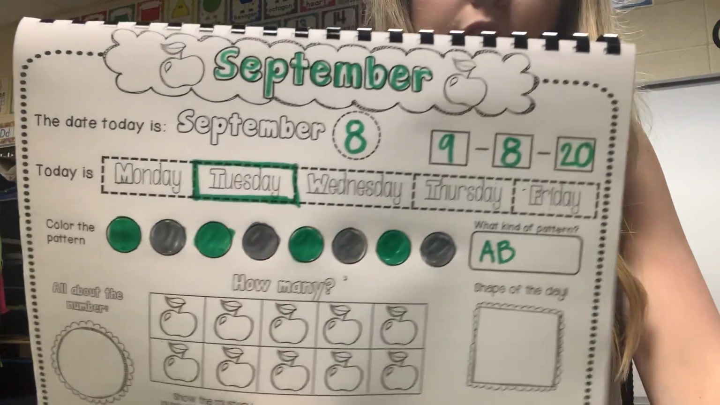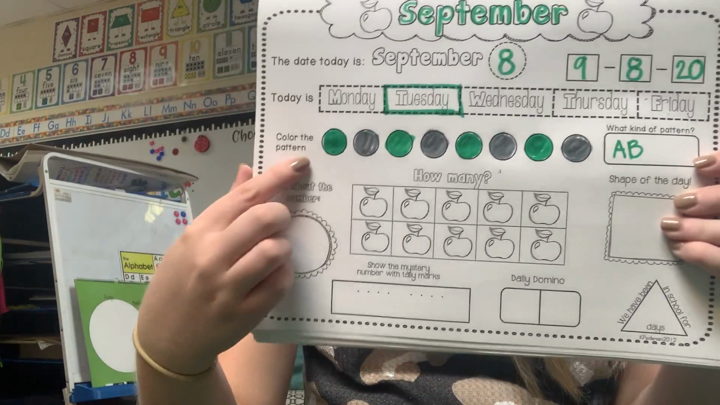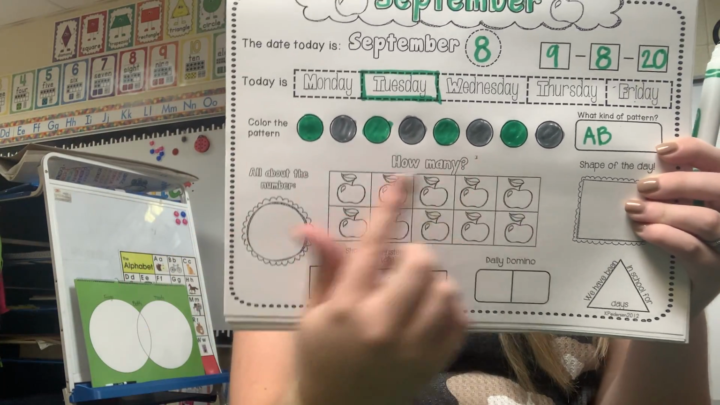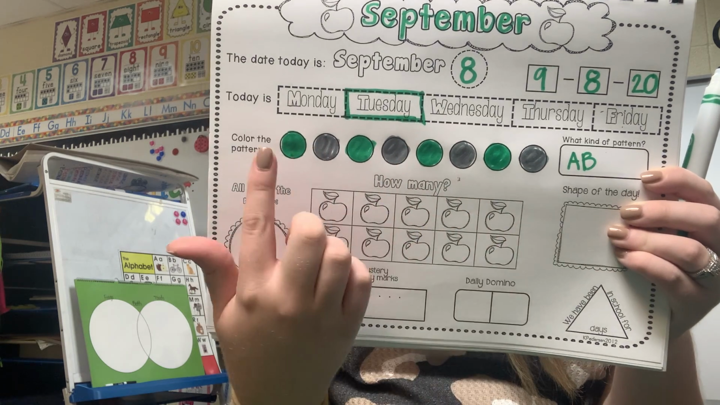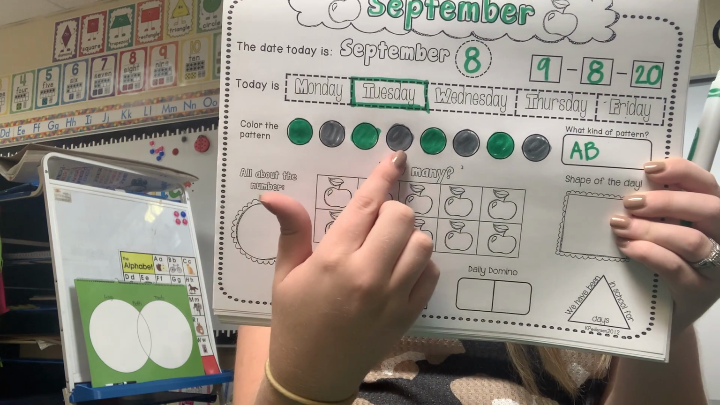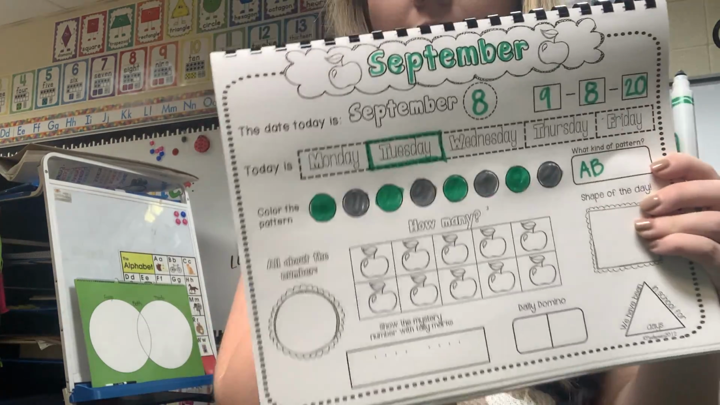Just like this. And this is what my pattern looks like when I'm done. Do you see how I have no green circles beside each other and I have no gray circles beside each other? I rotate them or I switch them. That's called an A-B pattern.